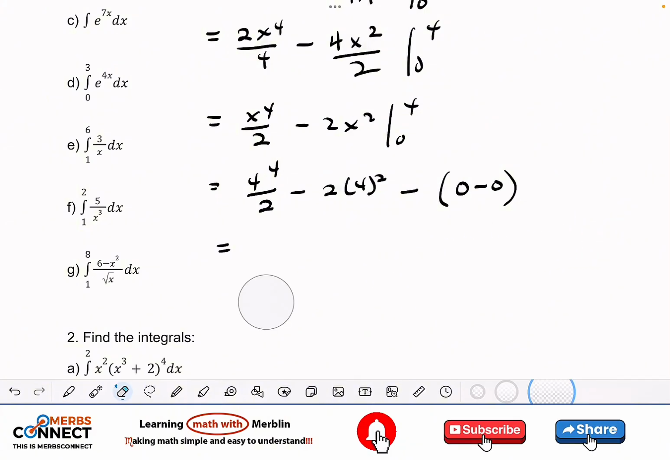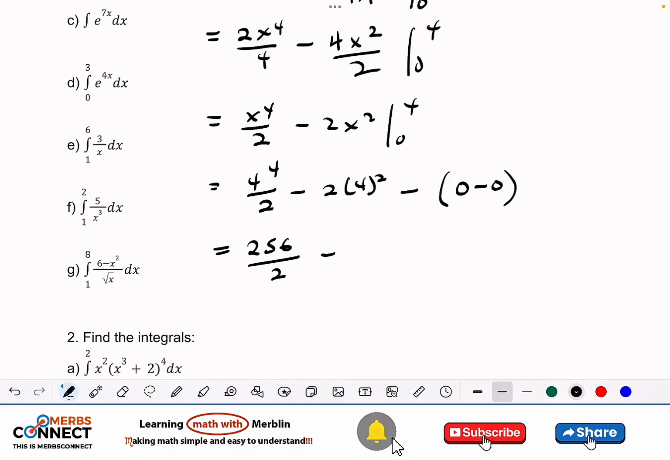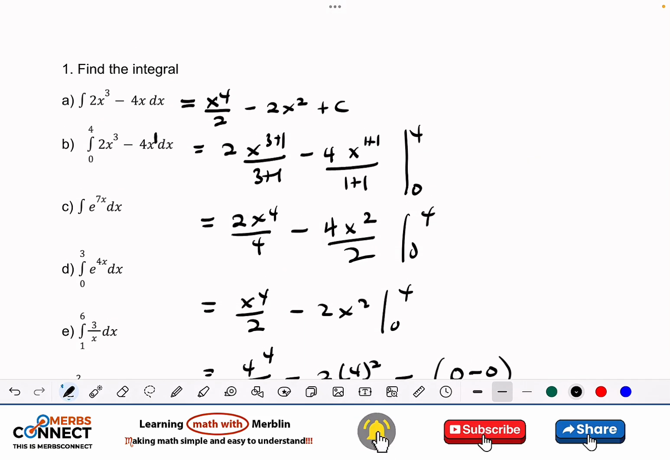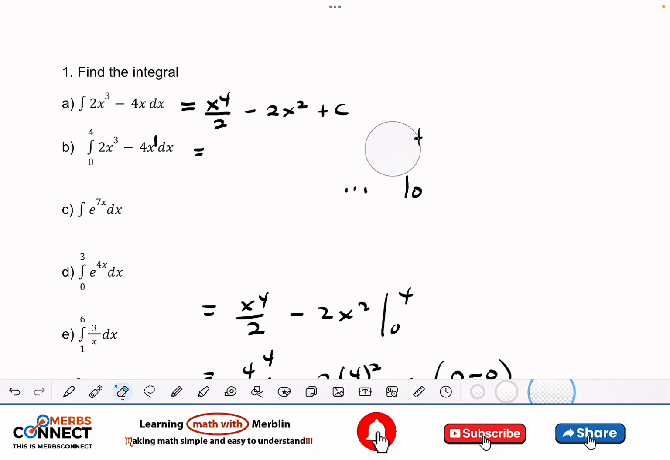So what is 4 to the power 4? 4 to the power 4 is 256, divided by 2, minus 4 squared, which is 16, minus 0. So what is 256 divided by 2? We are going to have 128, minus 2 times 16, which is 32, and then we subtract 32 from there, and we get 96. So the final result that we are going to get for this one is 96.